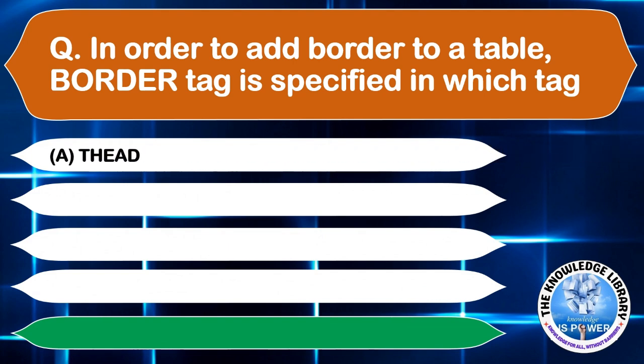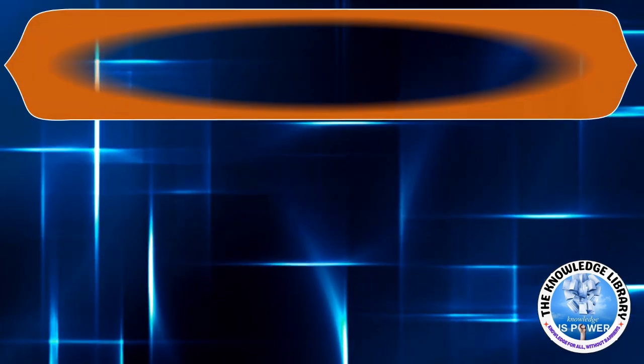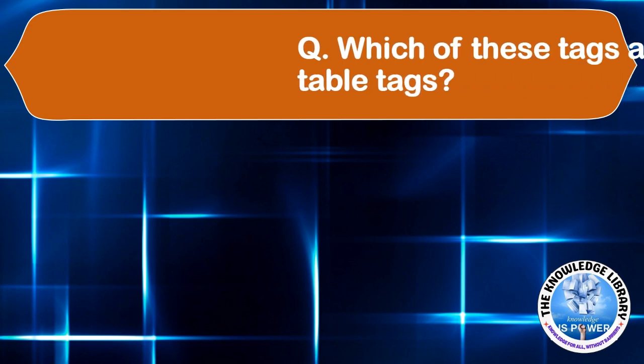The next question is, in order to add border to a table, border tag is specified in which tag? Option A, the head. Option B, TB order. Option C, table. Option D, TR. The correct answer is option C, table.